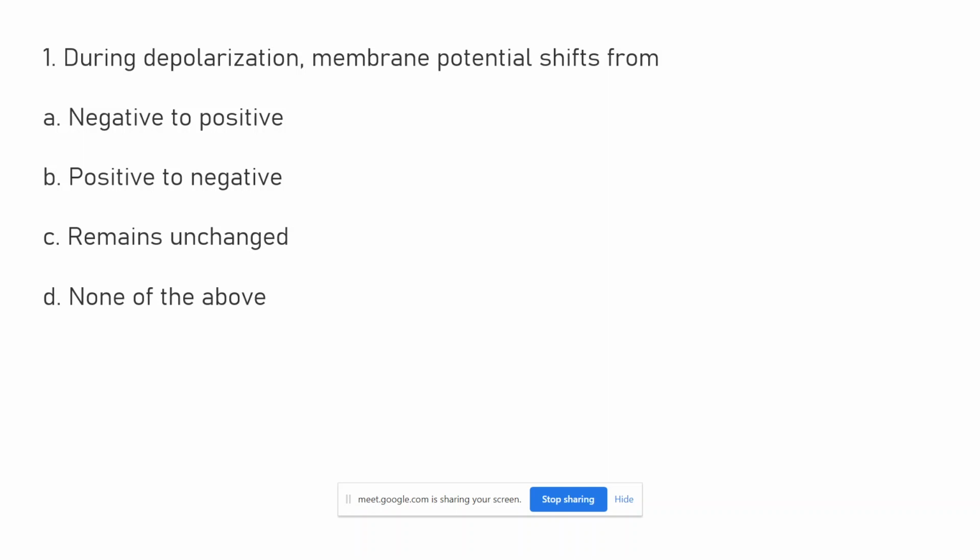For this question, the correct answer is that during depolarization, the membrane potential shifts from negative to positive. There are some important terms we will need to know before I go on to explaining what exactly membrane potential is and how this change in potential takes place. The term we encountered in that question was depolarization. So what does depolarization mean?